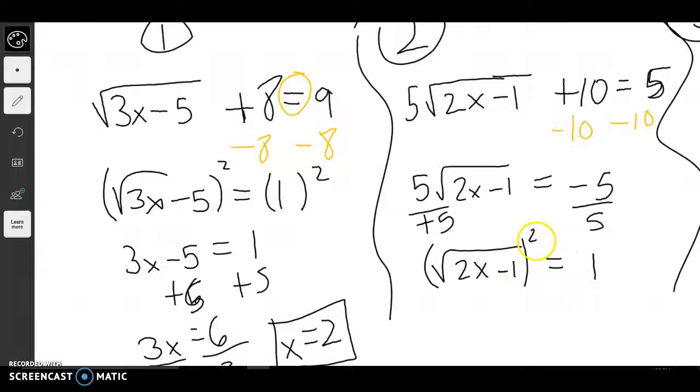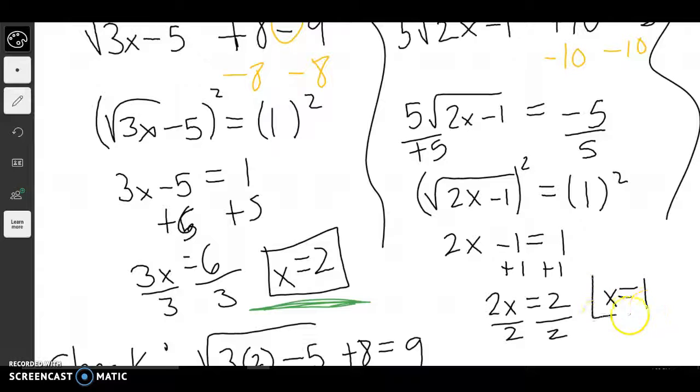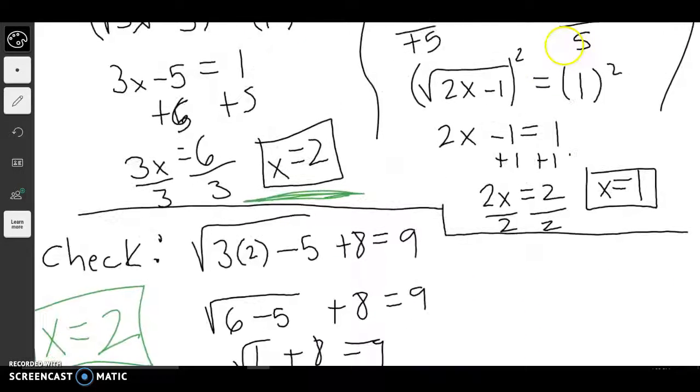We're then going to square both sides. And I'm going to get 2x minus 1 is equal to 1. I'm then going to add 1 to both sides and get 2x is equal to 2. Then divide by 2 and divide by 2 and get x is equal to 1. Now again, we're not sure if that's the correct answer, so we now need to go into our next step, which would be to check to make sure this is right.